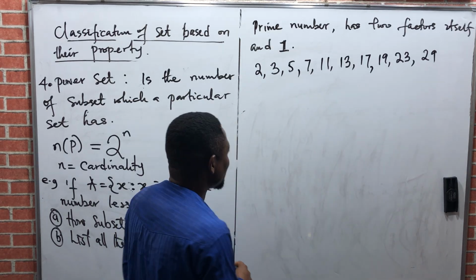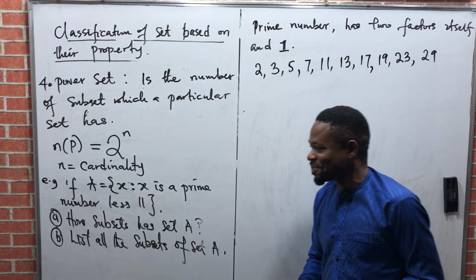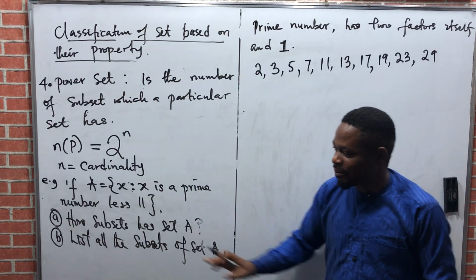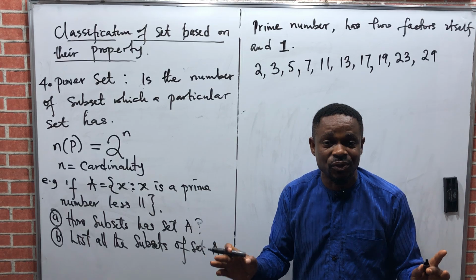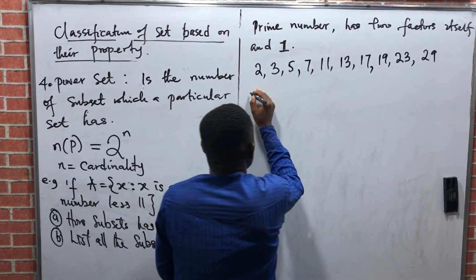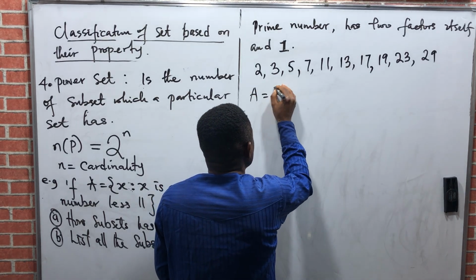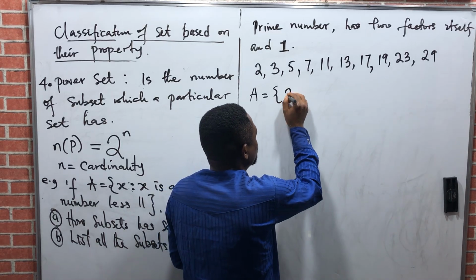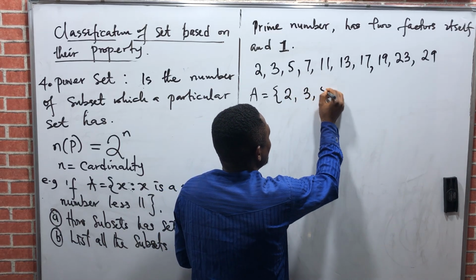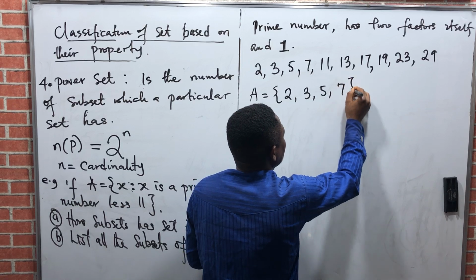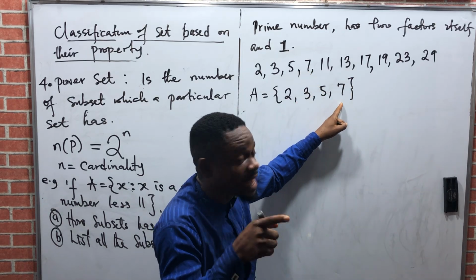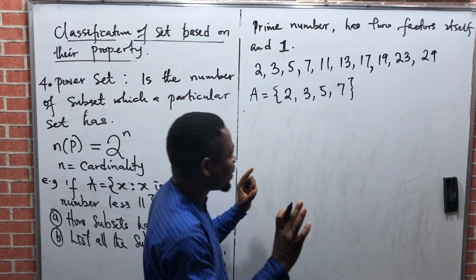So these are the prime numbers from 1 to 30. Then permit me now to go back to the question. The question says X is such that X is a prime number less than what? 11. I will now list the elements of the prime numbers that are less than 11. They are 2, 3, 5, and stop at 7. We are stopping at 7 because they say less than 11.